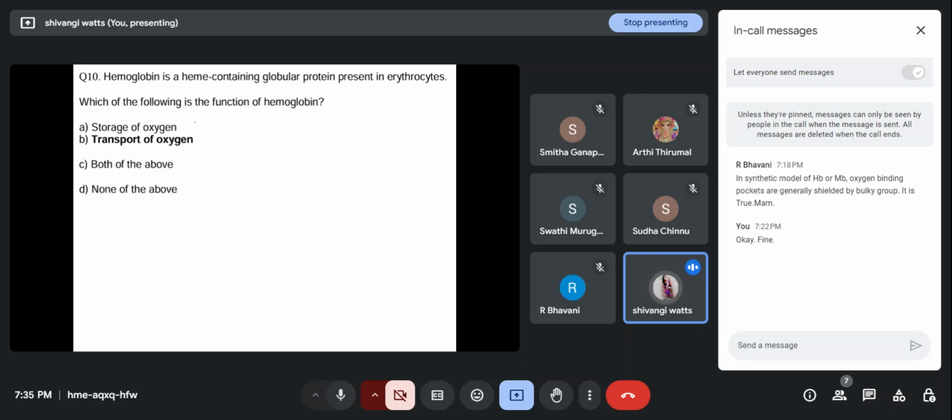So hemoglobin is a heme containing globular protein present in the erythrocytes. Which of the following is the function of hemoglobin? So A, B, C, or D? Storage of oxygen or transport of oxygen or both? Transport of oxygen.